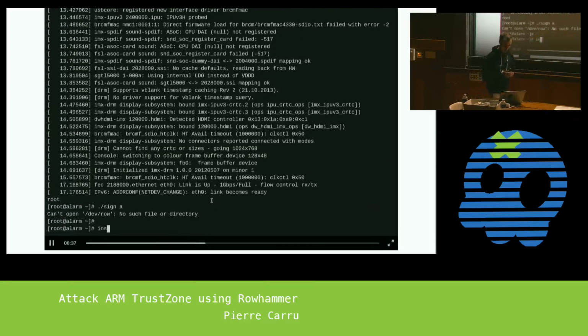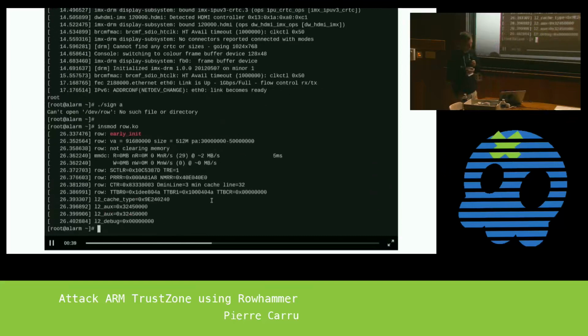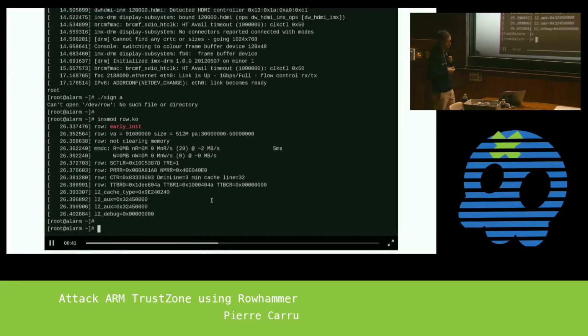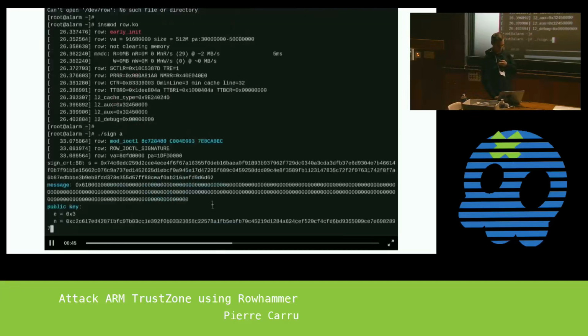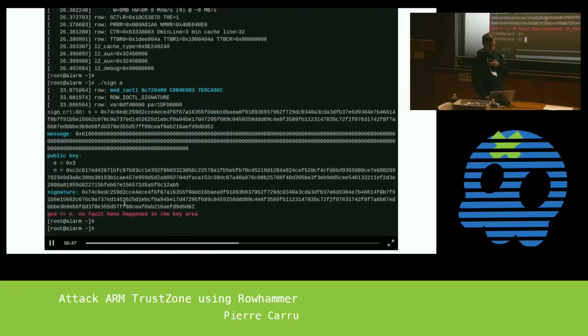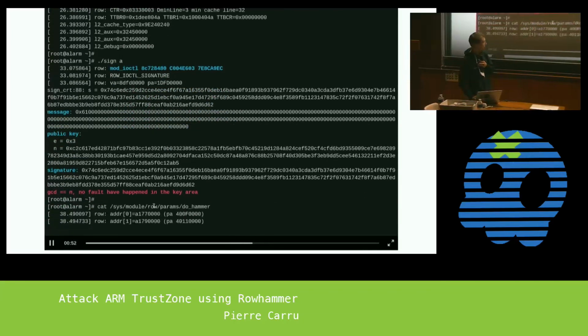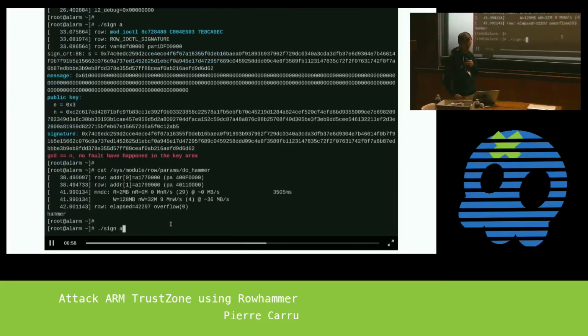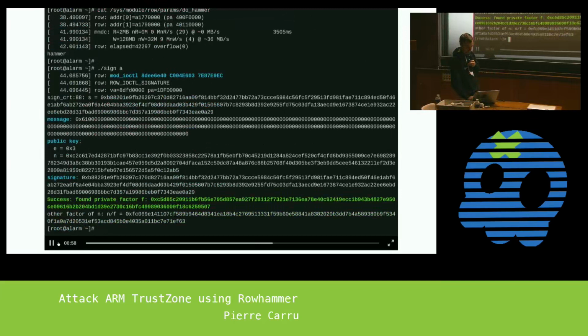So what happens? We use our module. It does some init. What we'll do is try to get a signature. Because no faults have happened, we can't get the private factor. Now we are trying to do the Rowhammer attack. It takes some time to access memory. We're trying to sign something. We get a faulty signature and we find the private factor.